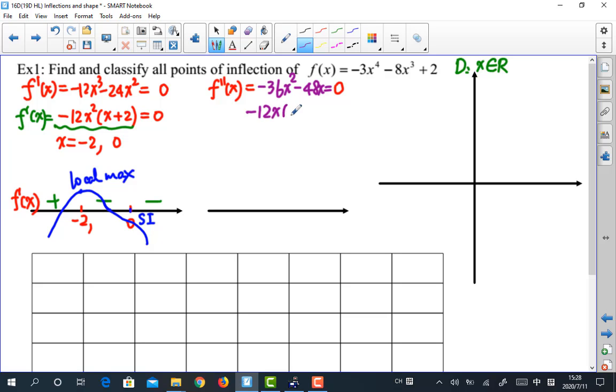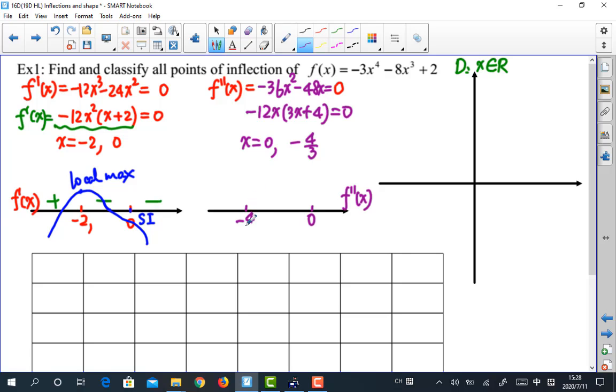Negative 12x times (3x plus 4) equals 0. So x equals 0 or negative 4 over 3. From this x equals 0, we can determine that x equals 0 must be the stationary inflection point, because at x equals 0 you have f double prime equals 0 as well. F prime 0 is 0 as well. So both of the derivatives equal 0 at x equals 0, and I can determine x equals 0 is the stationary inflection point.